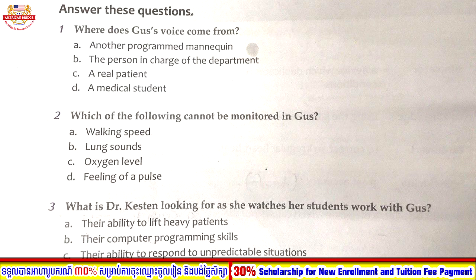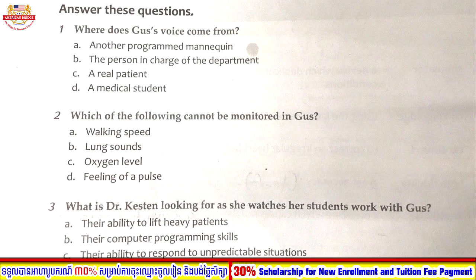And number 2, which of the following cannot be monitored in Gus? So A. Walking speed, B. Lung sound, C. Oxygen level, D. Feeling of a pulse. So the thing that you cannot monitor in Gus is walking speed. Alright. Move to last one.